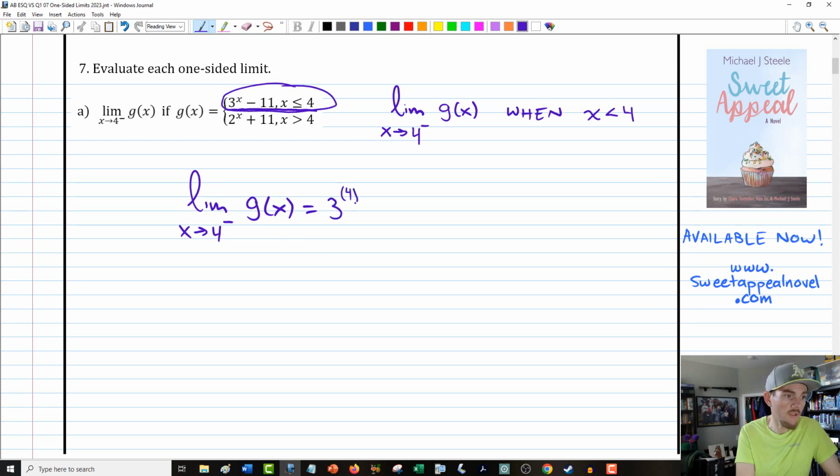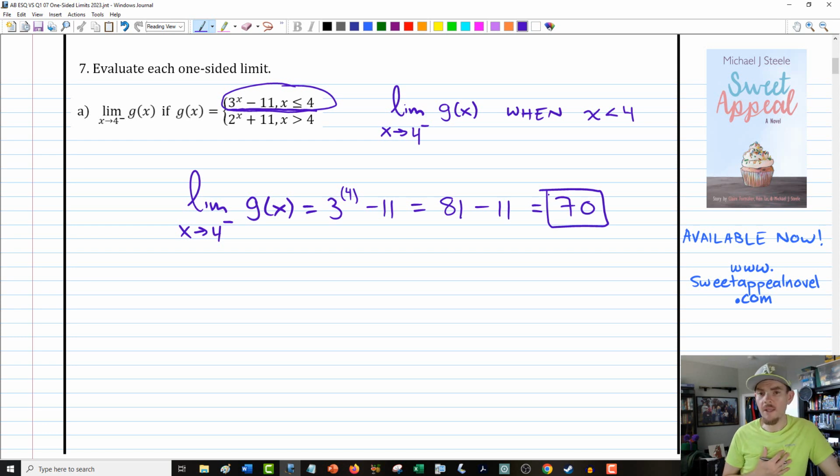So basically we'll have 3 to the 4th minus 11. Be careful you don't accidentally write that this is equal to 1 and see 12 minus 11. 3 to the 4th power is 81, and 81 minus 11 is, of course, 70. So the one-sided limit in part A of question number 7 on the ESQ model is 70. So again, it's all about identifying which branch of the function to work with, and then of course plugging correctly into that branch of the function.